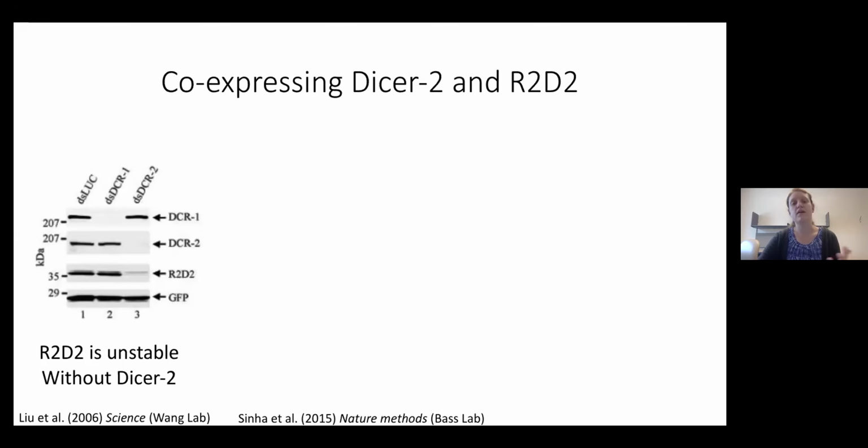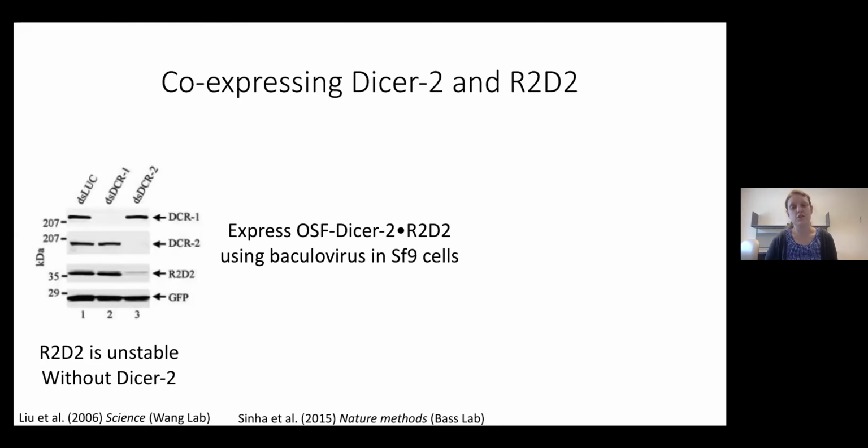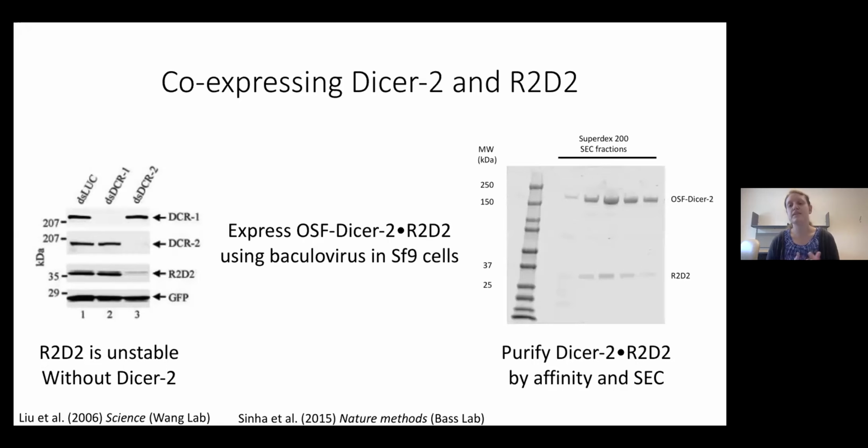So to overcome this issue, we express dicer2 and R2D2 at the same time using the baculovirus expression system in Sf9 insect cells. And here we specifically only tag dicer2 with a One-STrEP-FLAG tag and leave R2D2 untagged. That way, any R2D2 that we get back, we know was bound to dicer2. And this can be seen whenever we purify dicer2 and R2D2 through affinity and size exclusion chromatography, where we get a clean dicer2 band and R2D2 band with very minimal contamination from any other proteins.